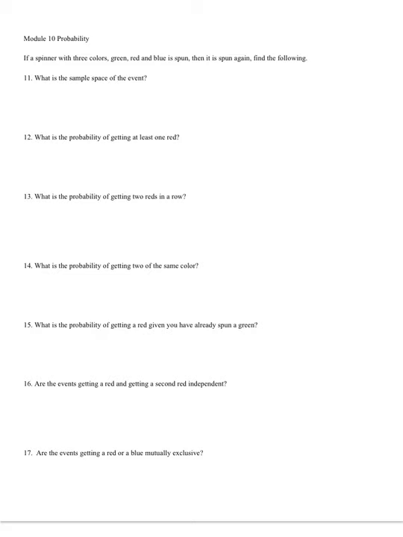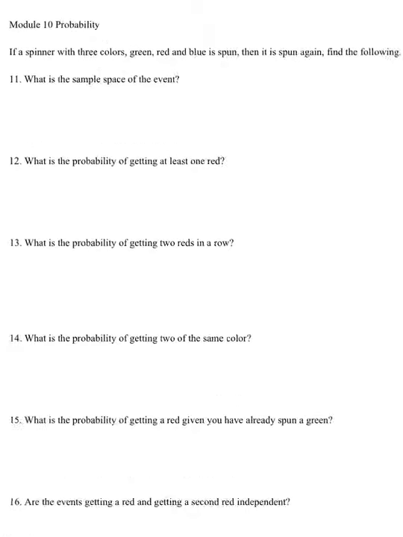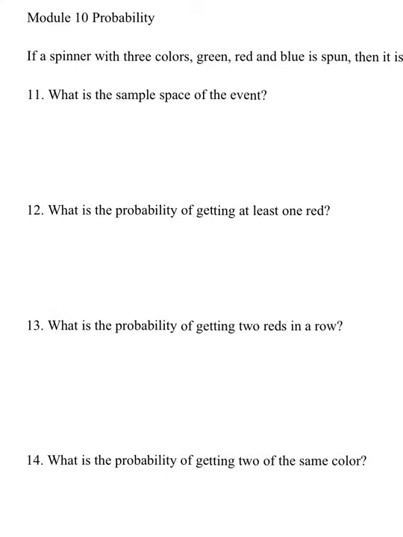Okay, our last couple of problems are going to come from the concept of probability. So the first problem says if a spinner with three colors, green, red, and blue, is spun, then it is spun again, find the following. So the first asks for what is the sample space. So remember, the sample space is everything that can occur.